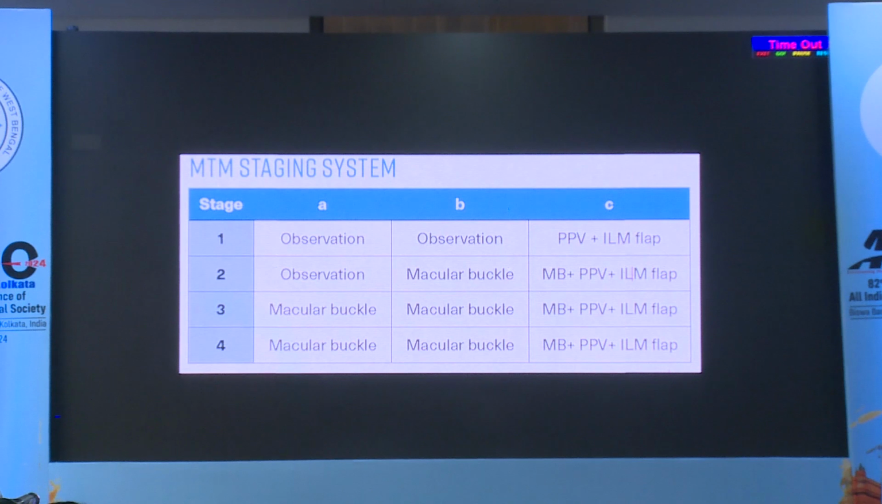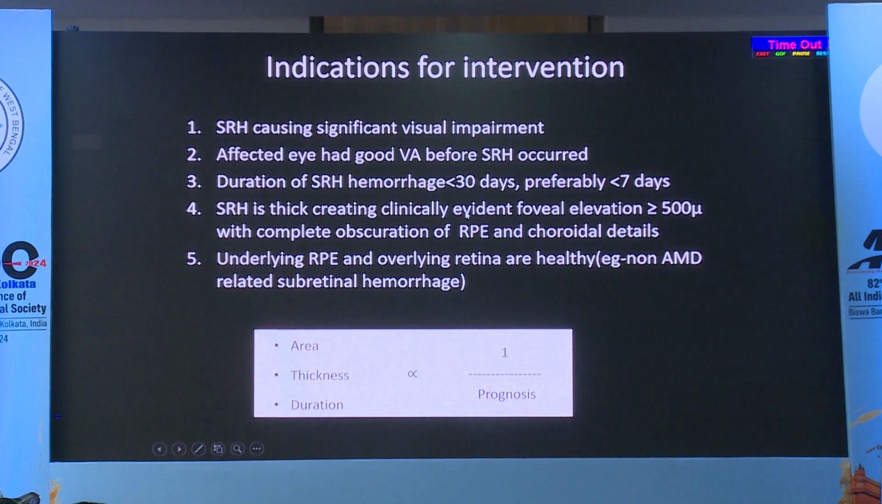So if you see stages of myopic tractional maculopathy, if you see stage 1, most of it is observation, and in stage 2 and later stages you may have to resort to macular buckle or pars plana vitrectomy along with ILM flaps. Macular buckle does well in cases of stage B holes in myopic tractional maculopathy.